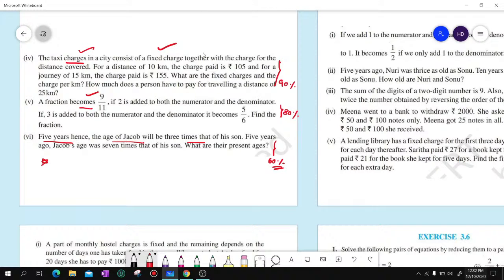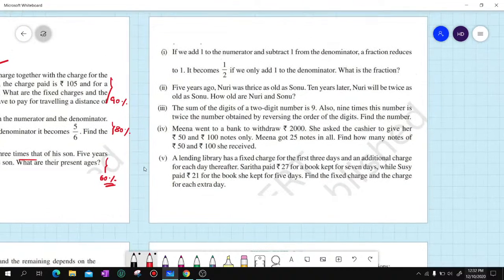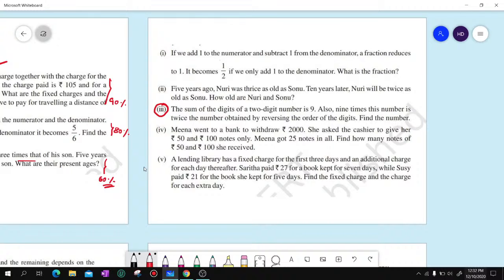One more important question, the third question particularly, is this: the sum of the digits of a 2-digit number is 9. Also, 9 times this number is twice the number obtained by reversing the order of the digits. Find the number. The reversing the digits question is compulsory. The chance of asking this question is more than 90%, and for the standard question paper it is definitely 100%. They will definitely ask it, I am pretty sure.